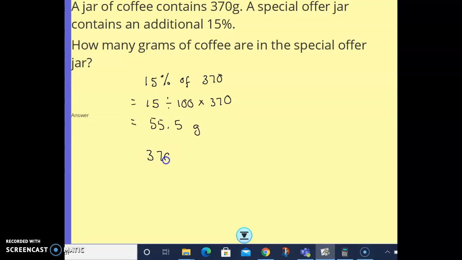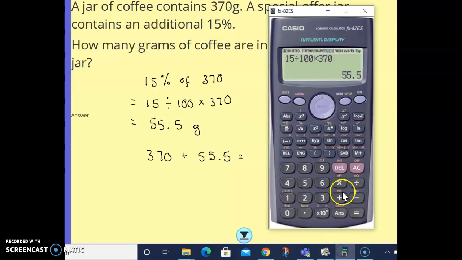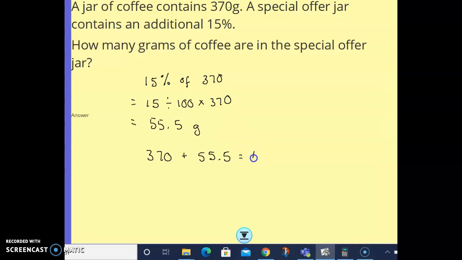So then we add it on. 370 plus 55.5. And we get 425.5 grams. Remember, in the actual assessment, you don't need any units, so just the number.